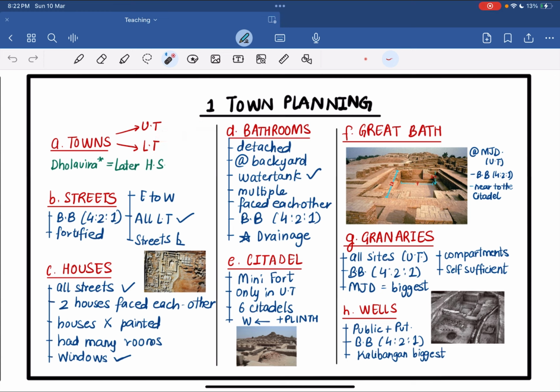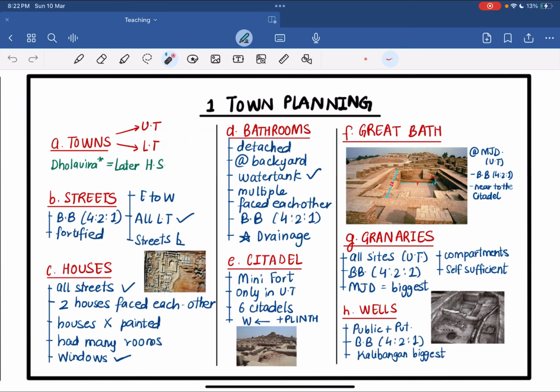The streets were fortified, and all lower towns had streets. There was no exception to this. Now again, listen to me very, very carefully. Streets were laid down first, and then houses were built upon them. So now let's talk about houses. All streets had houses. Two houses faced each other.